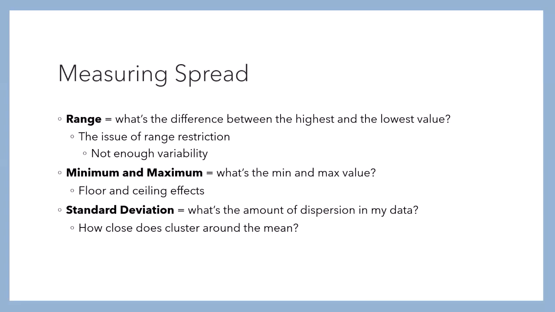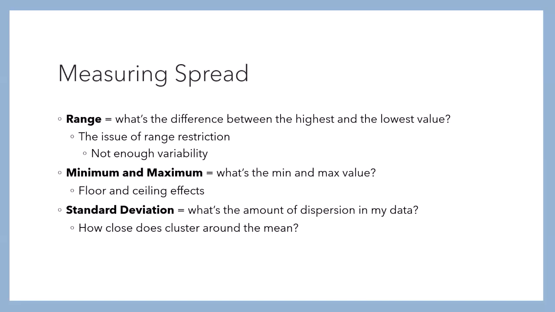The range is informed by the minimum and the maximum values, which you should also report in your results section along with the range. And of course, those are very easy to identify. Too low of a maximum value and too high of a minimum value lead to ceiling and floor effects respectively.